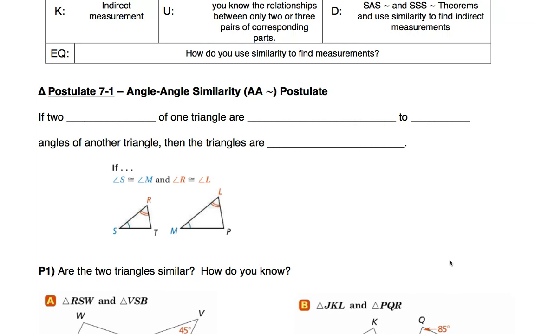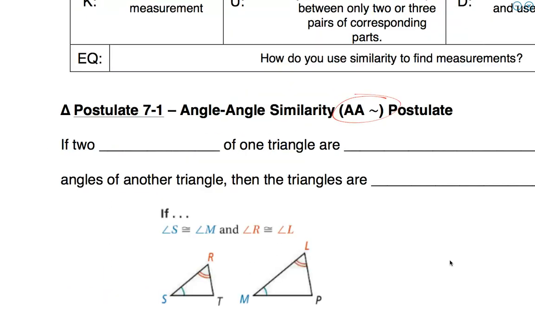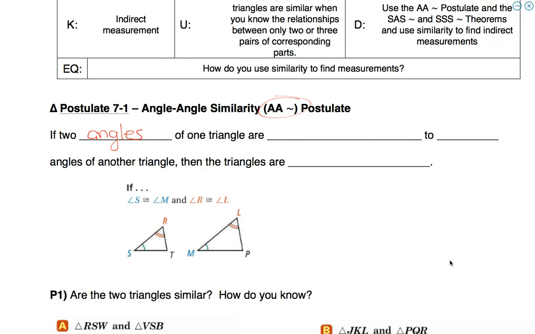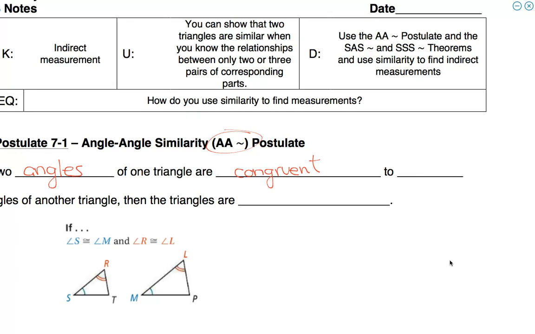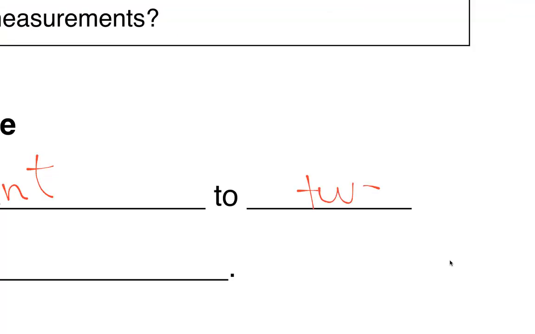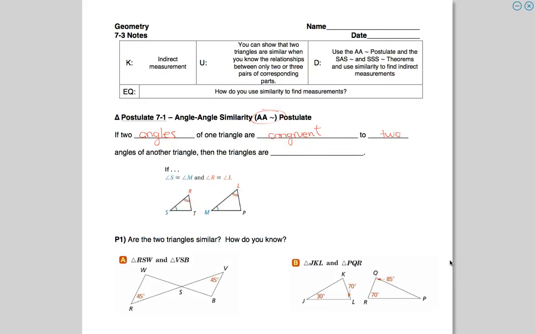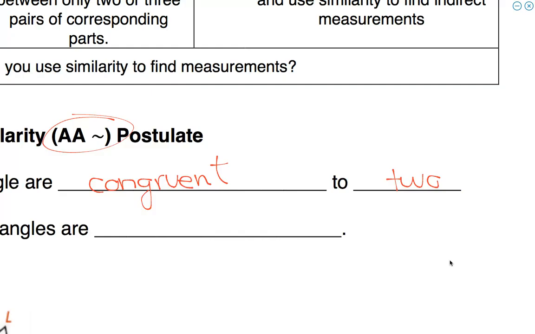So postulate 7.1 is angle, angle, meaning instead of showing that all three angles in each triangle are congruent, we only have to show that two angles are congruent to two corresponding angles in the other triangle. So if two angles of one triangle are congruent to two angles of another triangle, then the triangles are similar.